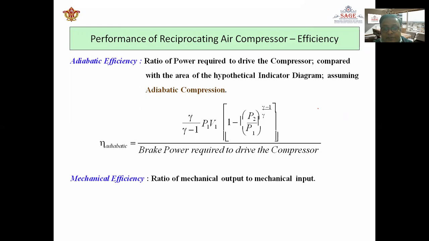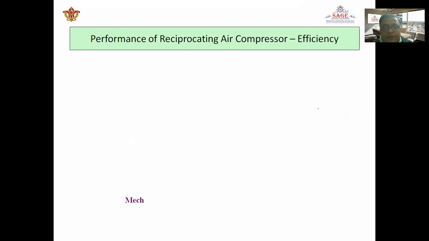Mechanical efficiency is the ratio of the mechanical output to the mechanical input. The mechanical output is the indicated power, and the mechanical input is the shaft power. It is this ratio that is called the mechanical efficiency.